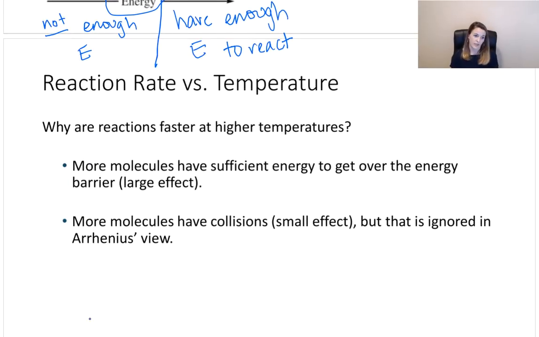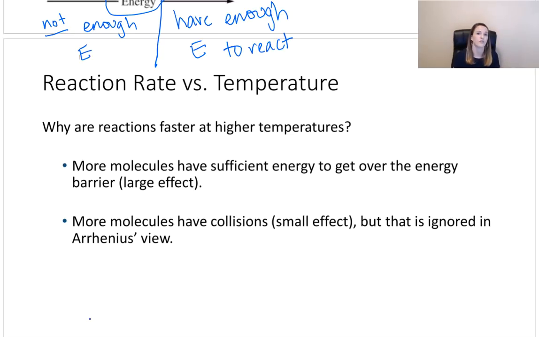We have two main reasons why reactions are faster at higher temperatures. The first one is what I just talked about, that more molecules have sufficient energy to get over the energy barrier. So there's a really large effect, so they can actually go from reactant to product if they have enough energy, meaning they can go over that activation energy barrier. But the second thing is more molecules actually have collisions, and technically Arrhenius, who's the guy who came up with all this, really ignored collisions. But we're better chemists than that, so we're going to take a little look at collisions and figure out how that has any effect on reaction rate.